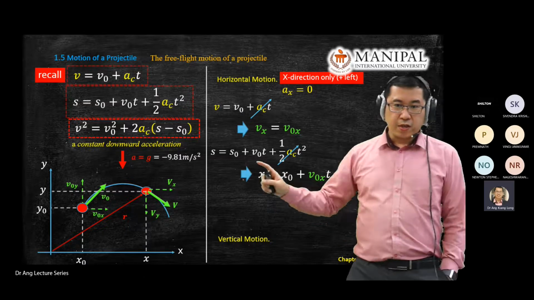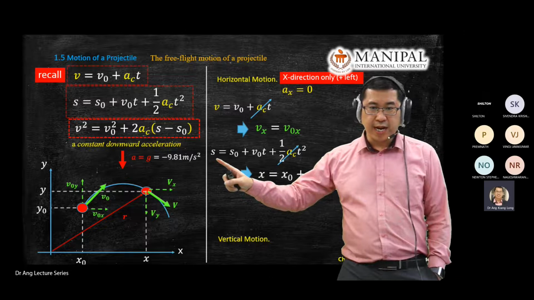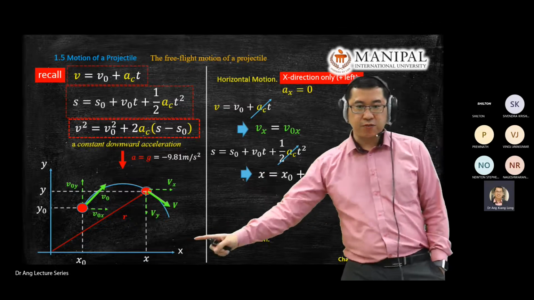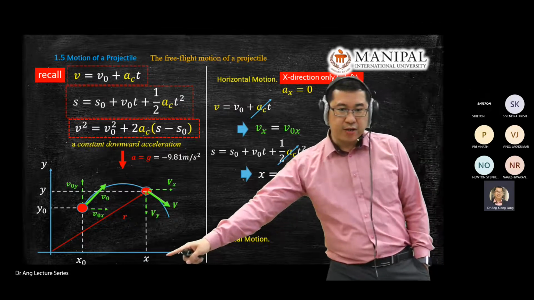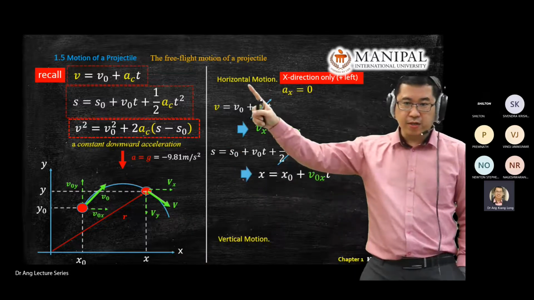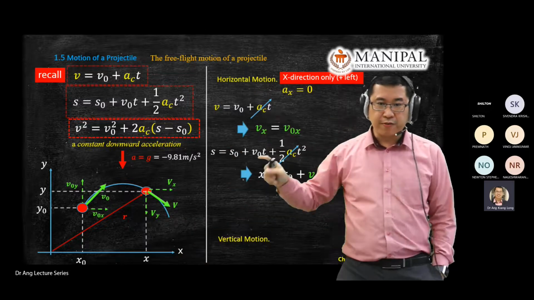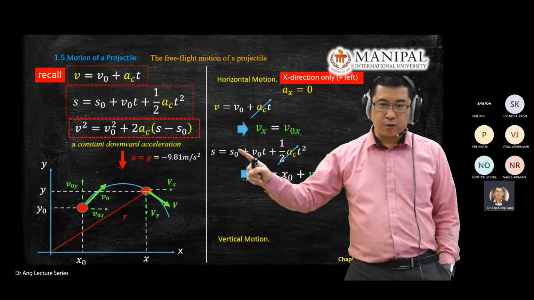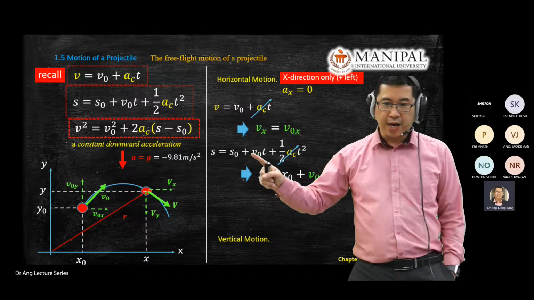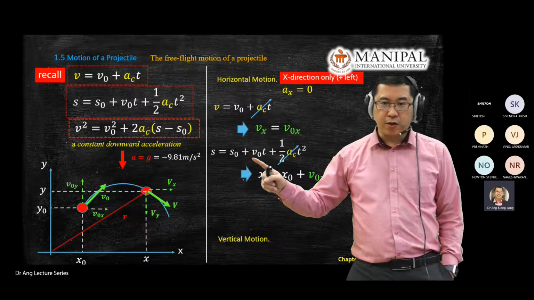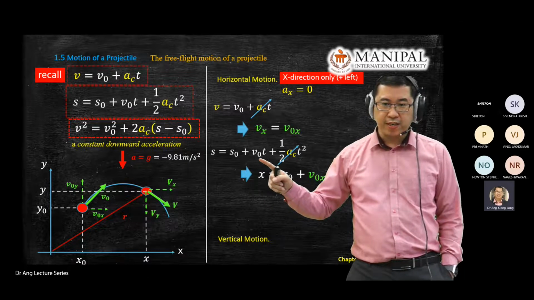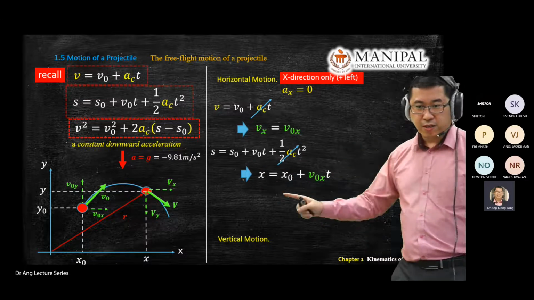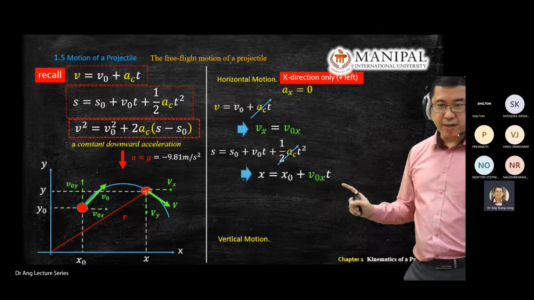So your final S, final position, I label it X because I refer to this diagram. X is your final location in the horizontal dimension, because horizontal motion only focuses on X. So your final position equals original position plus V sub O, which means original velocity in the X direction, multiplied by T. So you arrive at this equation.